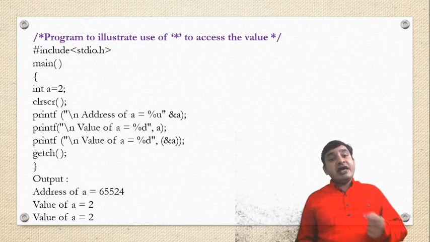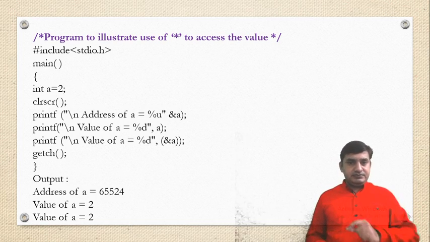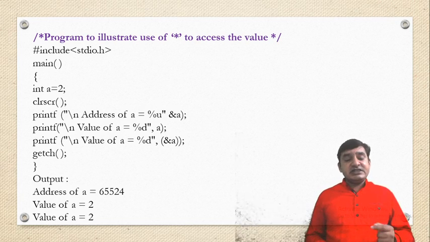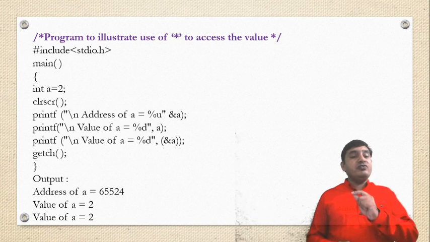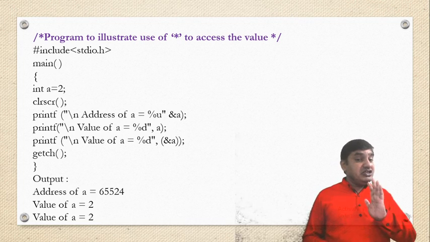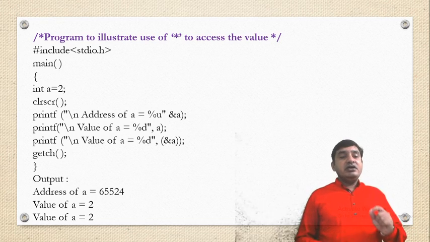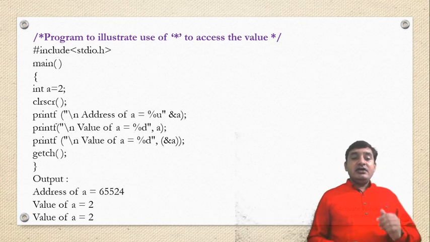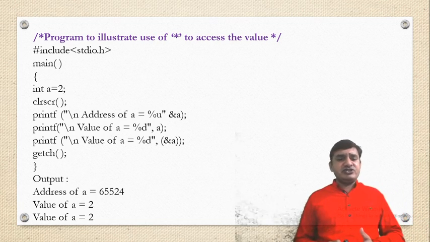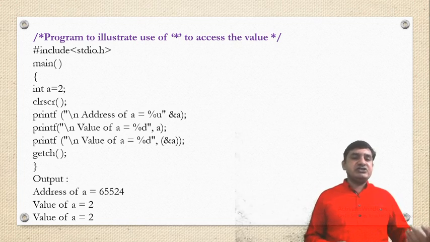Okay, the value of a at the address of a, that is at address 65524, the value of a is 2. We initialize the value of a as 2, and at the address of a, the value of a is 2, so by using the third printf function we display the value of a on the screen, which is 2.